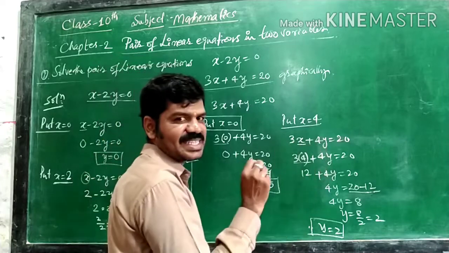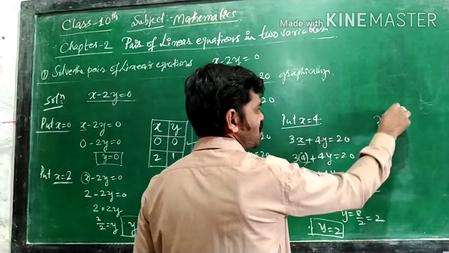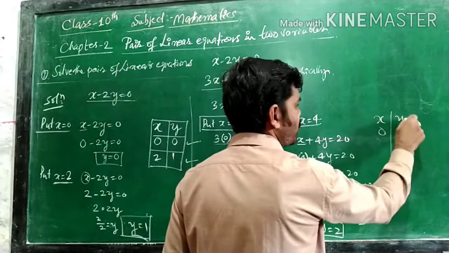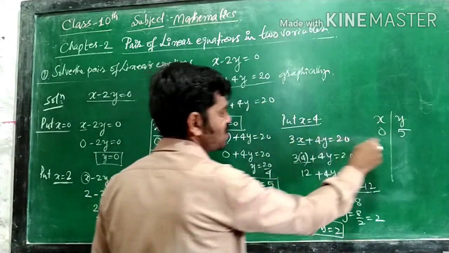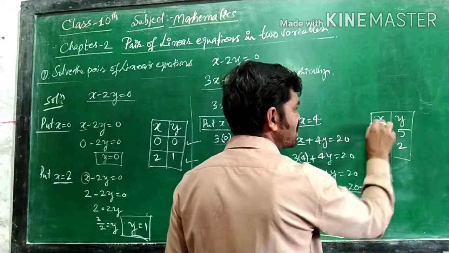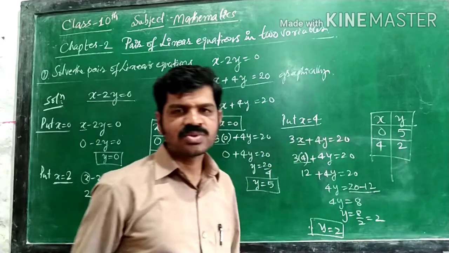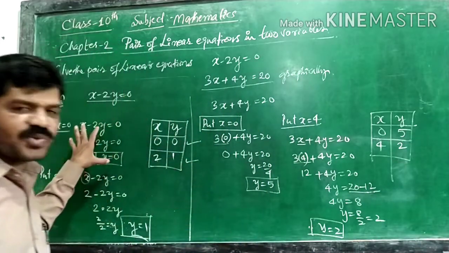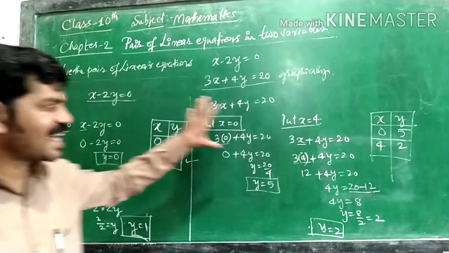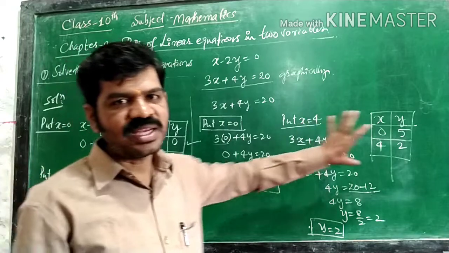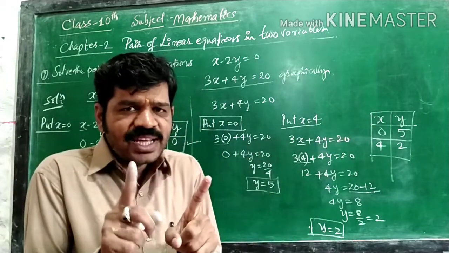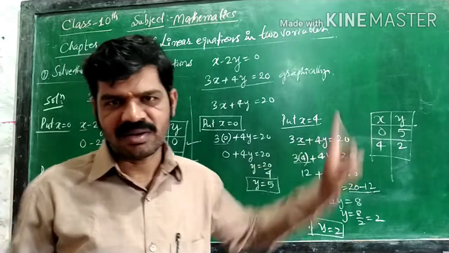See here, in this equation we have given x is equal to 0. What have we obtained? Y is equal to 5. And when x is equal to 4 is given, we have obtained y is equal to 2. So I have tabulated x and y values, 2 points each. In the first equation I have tabulated 2 points, one line. In the second equation I have obtained 2 points, and we have obtained another line. How the lines will be, let us see in the graph.